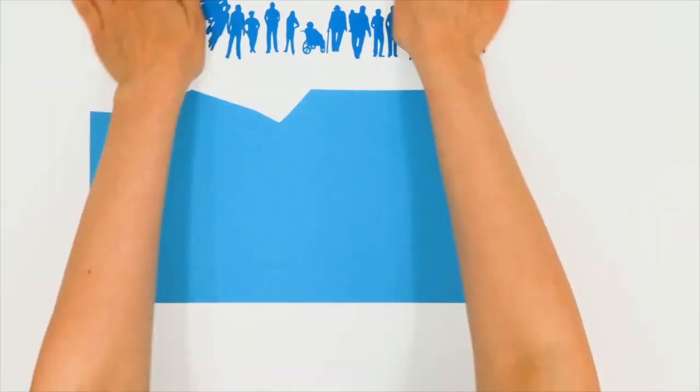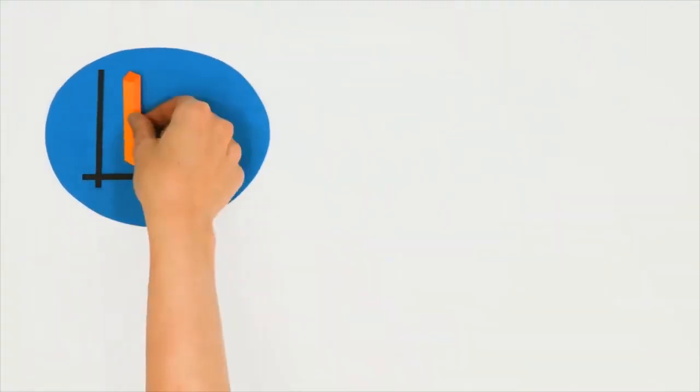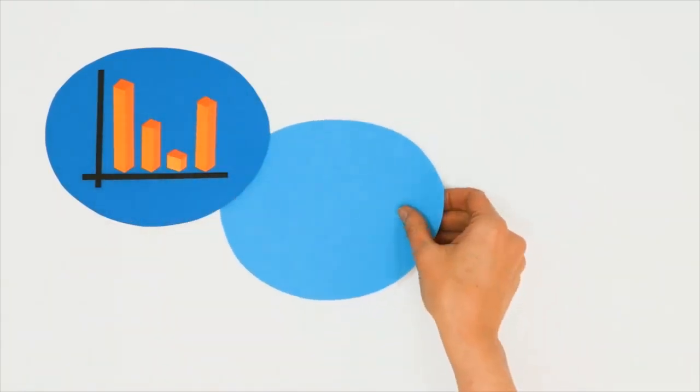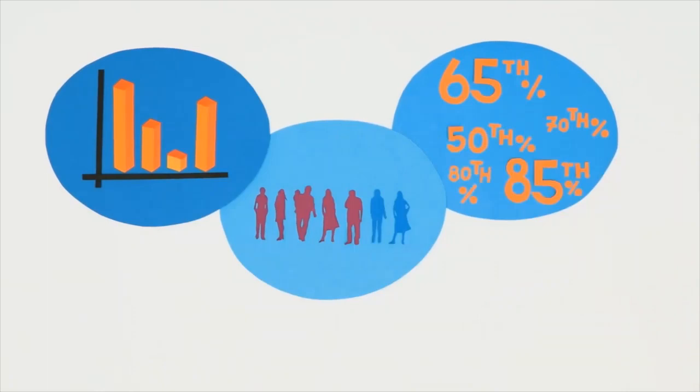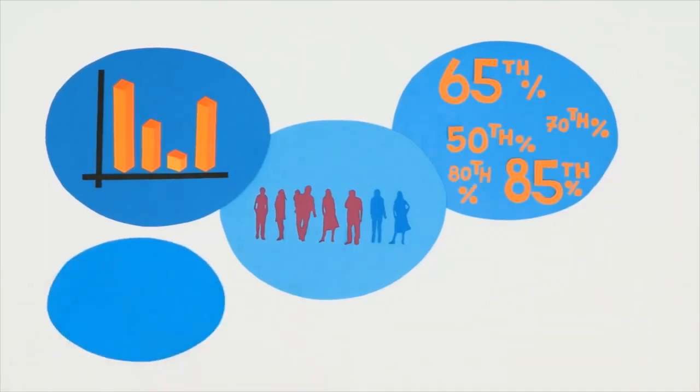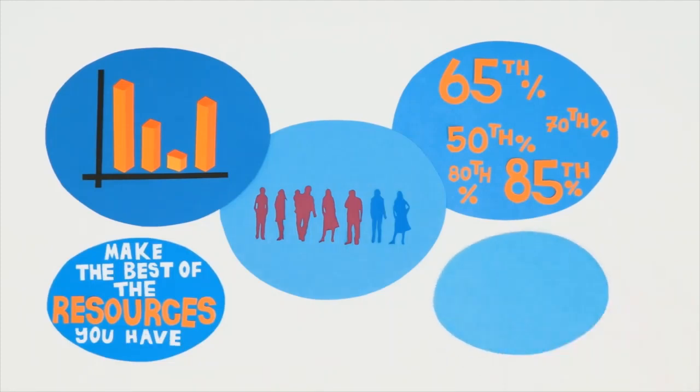It is only by gathering and reviewing your own figures and assessing the needs of your service and patients that you'll then be able to make an informed judgment about which percentile value to use. This will then enable you to make the best of the resources you have, as well as being able to manage a sustainable and effective waiting list.